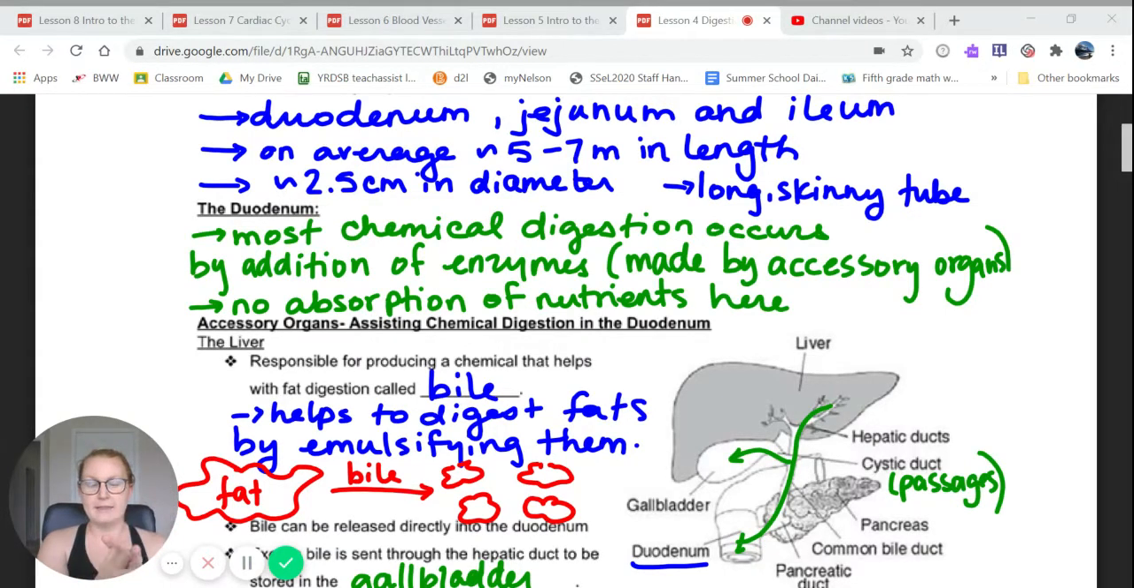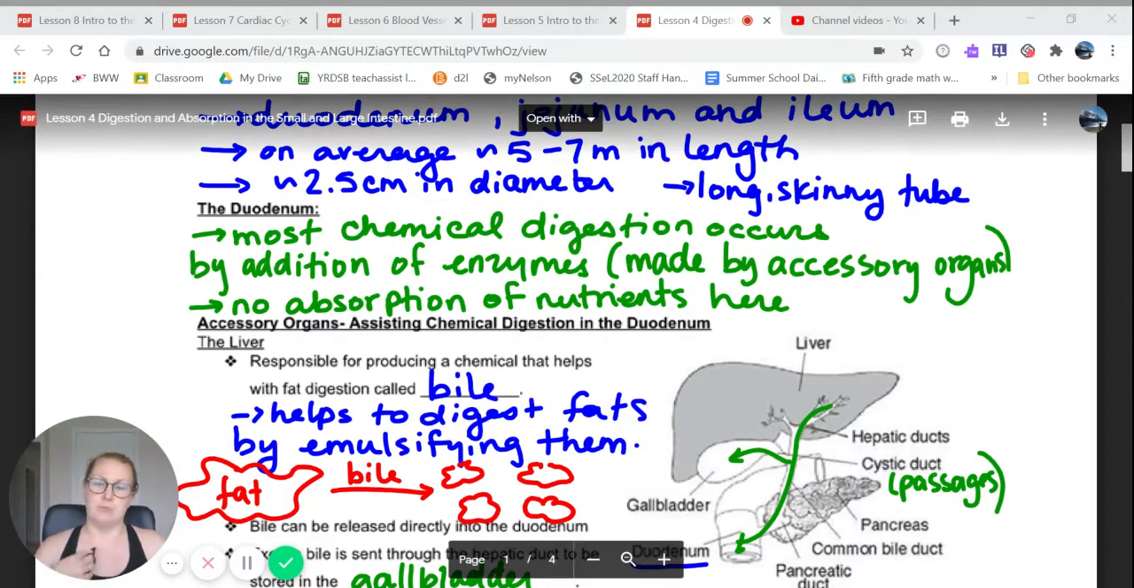What I'd like to talk about here is the accessory organs. These are organs which are contributing to digestion, but no partially digested material actually runs through them. They are making things like enzymes, they are secreting hormones, and they're contributing into the small intestine, but no actual partially digested material runs through there.